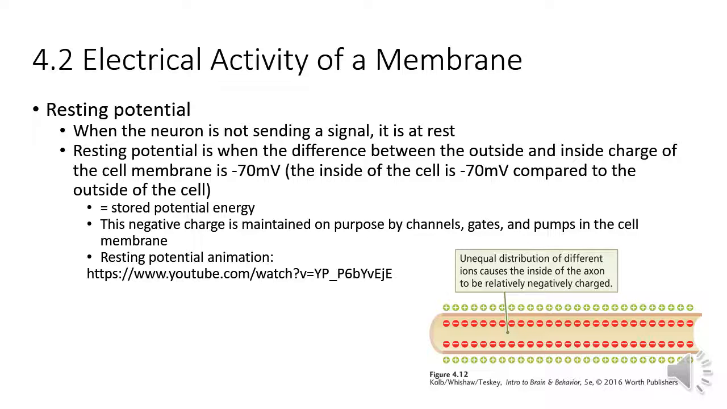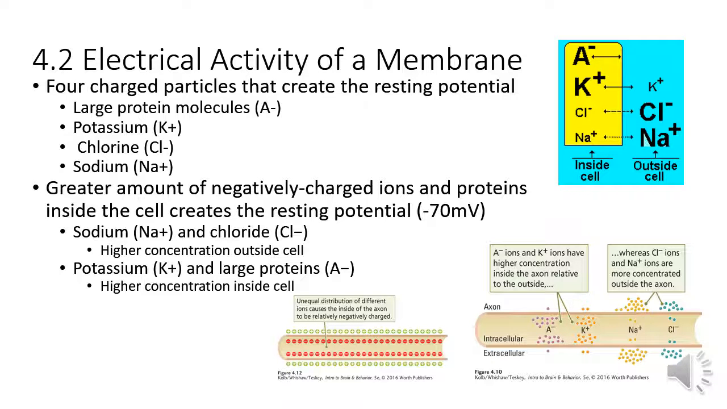The negative charge is maintained on purpose by the channels, gates, and pumps in the cell membrane. If you like, there's an animation on YouTube that gives a little more detail. So there are 4 main particles that you need to know about that create the resting potential. There are these large protein molecules that mostly stay inside the cell, and those are symbolized with this A minus. And then there's potassium, K plus, chlorine, which we're going to show as Cl minus, and sodium, Na plus.